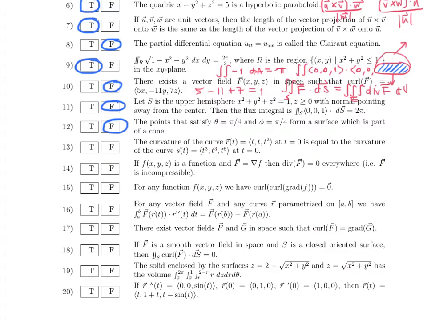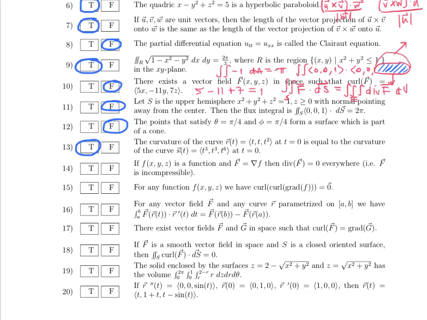Number 13. The curvature of the curve r of t given here at t equals 0 is equal to the curvature of the curve s of t given here at t equals 0. Well, we take a close look at r of t and s of t, and we actually realize that everywhere we see a t in r of t, we just see a t cubed in s of t, which means we are parametrizing the same curve. Perhaps we're traveling it faster at different points depending on the value of our parameter, but that doesn't matter when it comes to curvature. Remember, curvature is talking about how curved a particular curve is, and since we're parametrizing the same curve, the curvature is going to be the same. Number 13 is true.